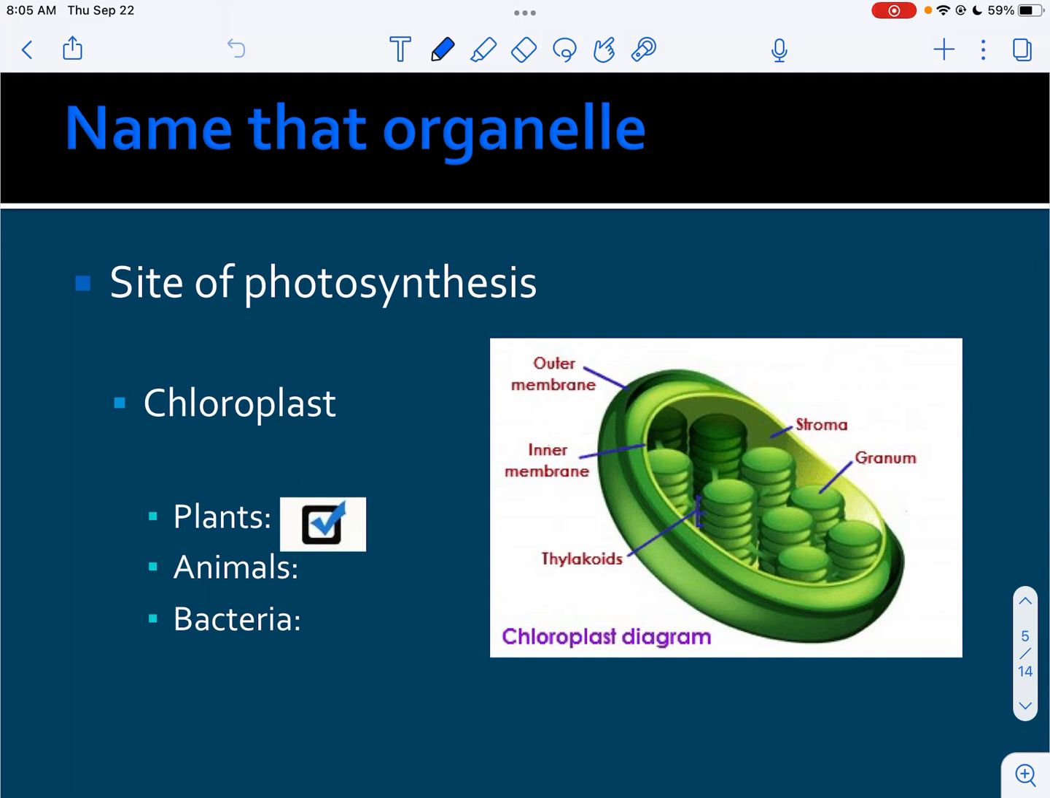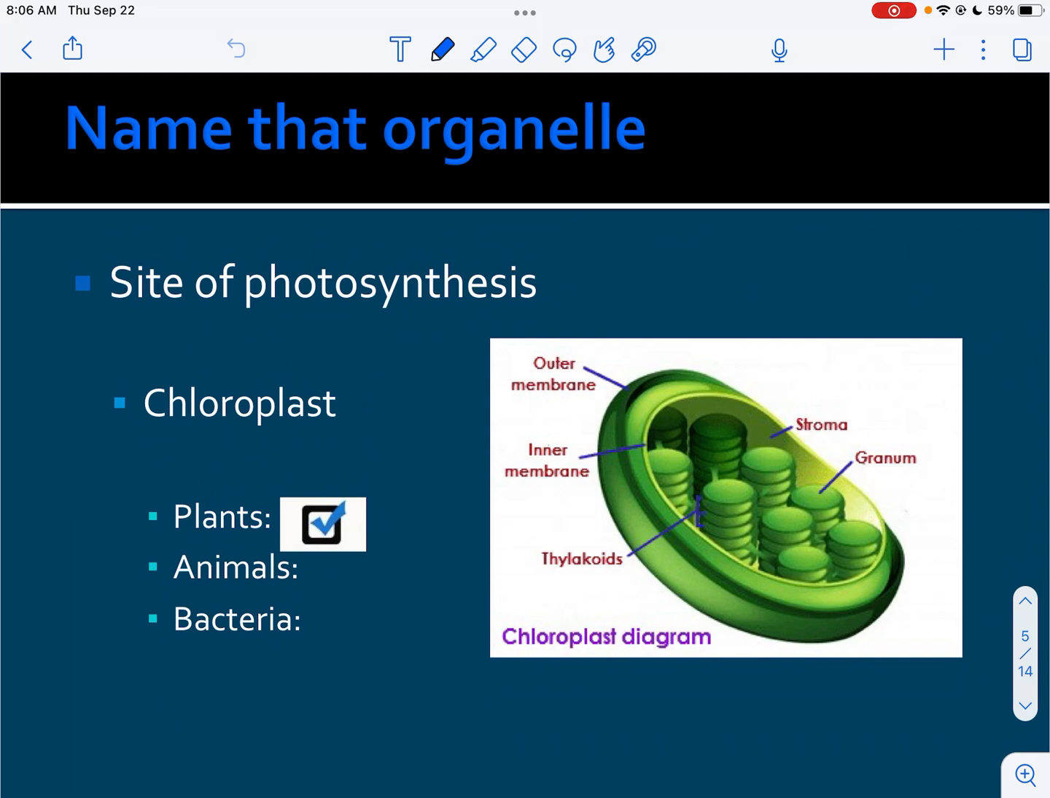So would I find chloroplasts in animals? Nope. So we are not photosynthetic. I can't lay outside and get energy. How do I get my energy again? Food. I have to eat, right? Plants, they can generate their own. So I should only see the chloroplast in plants.